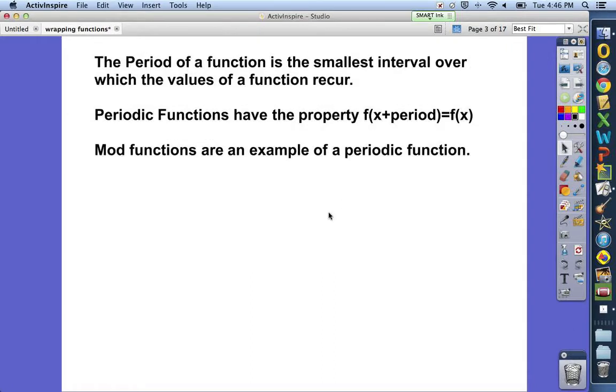So thinking back a little bit to what we did on the mod functions, a mod function is a periodic function. And it's important to remember that the period of a function is defined as the smallest interval over which the values of a function recur. All periodic functions have the property that f of x plus the period will equal f of x. In other words, if you add the period, you get back to the same value. That's what we mean by the values recur. Mod functions are an example of a periodic function, which you saw before.